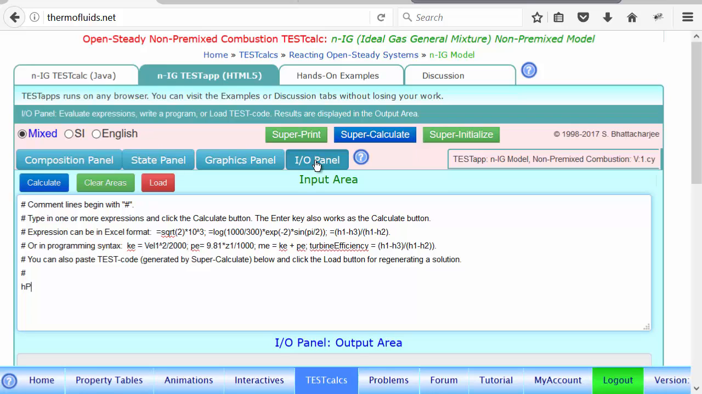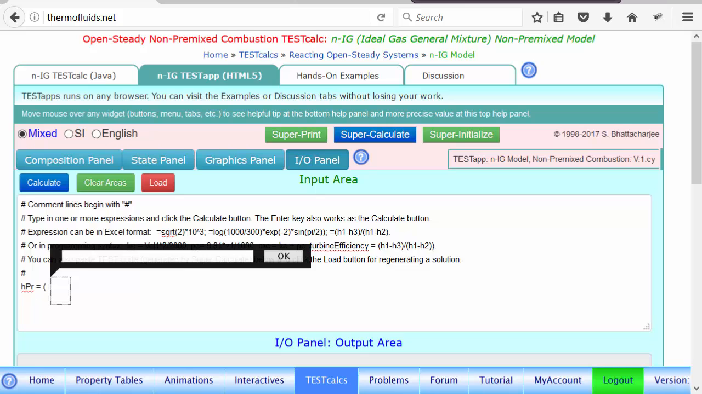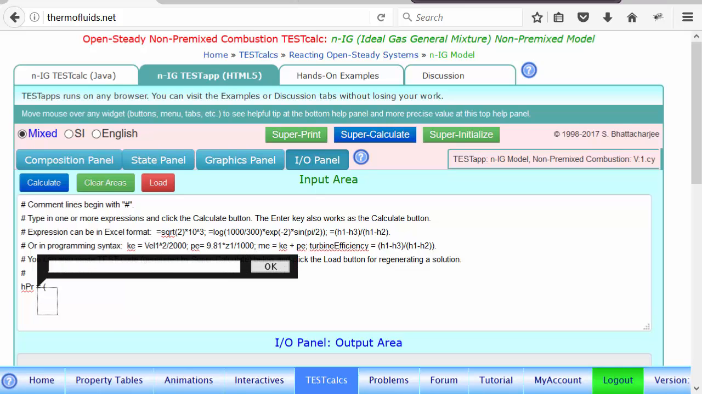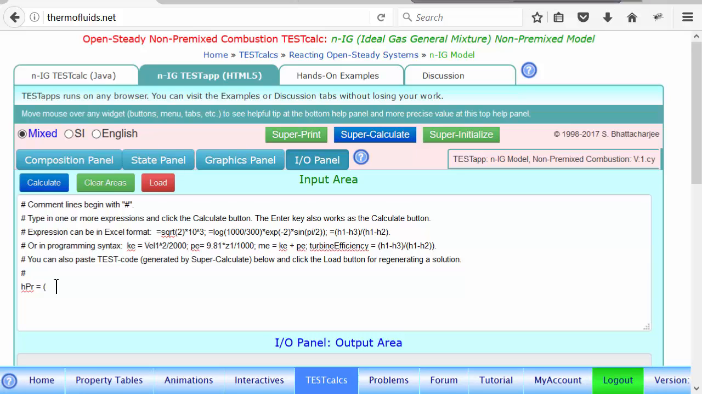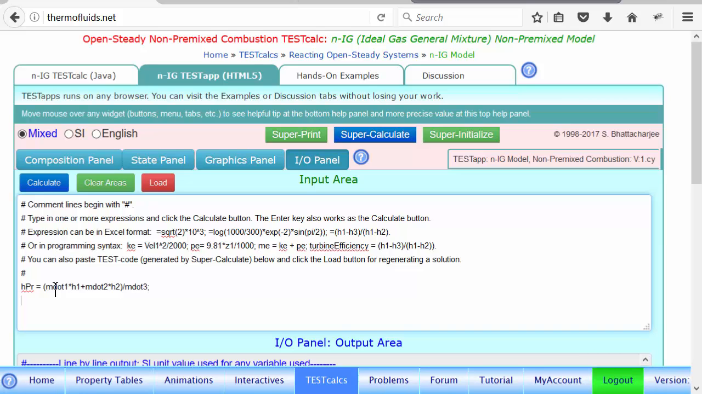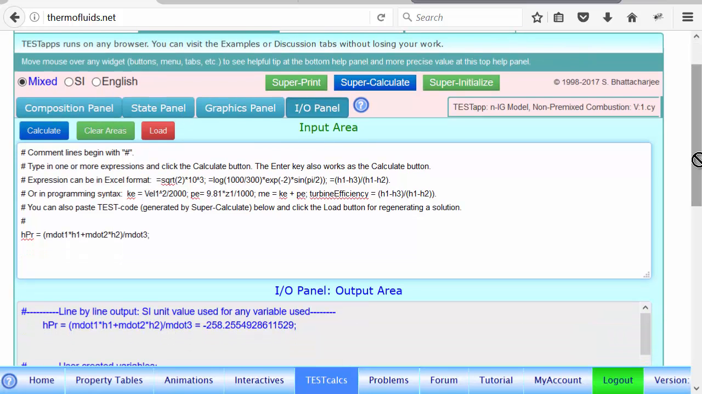Let's define a variable called HPR, H product, equals, okay, the enthalpy that flows in with the fuel and oxidizer is given by m dot 1 star H1 plus m dot 2 star H2, which is the enthalpy that flows in with the air, divided by m dot 3. So we have found the enthalpy of the products, HPR.